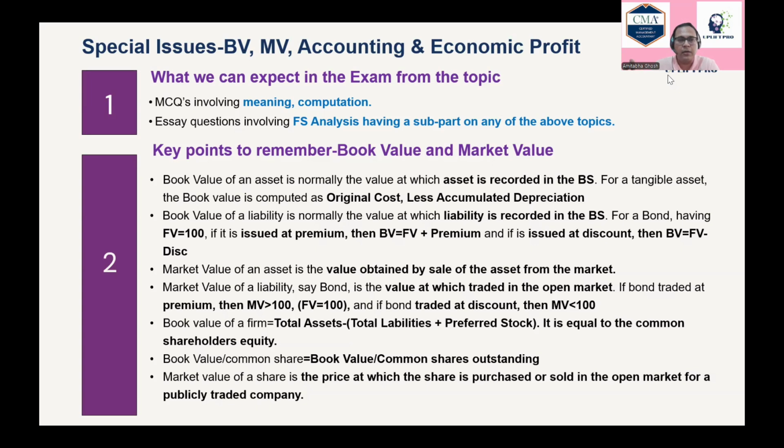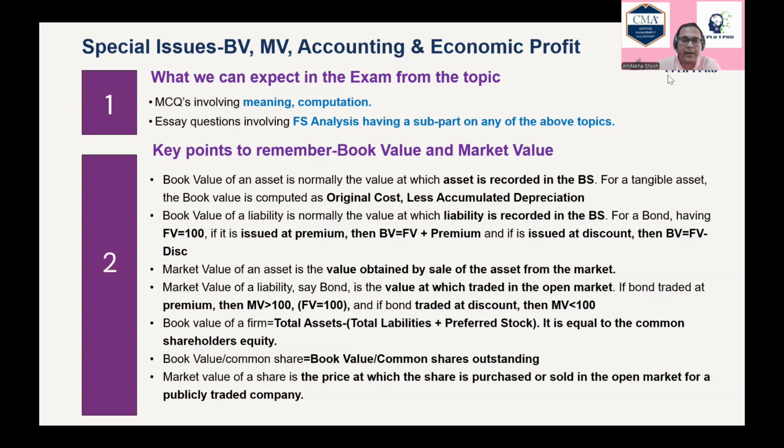Say for example, a bond which has a face value equal to 100. If it is issued at a premium, then the book value would be the face value plus the premium. And if it is issued at a discount, then the book value will be the face value minus the discount.